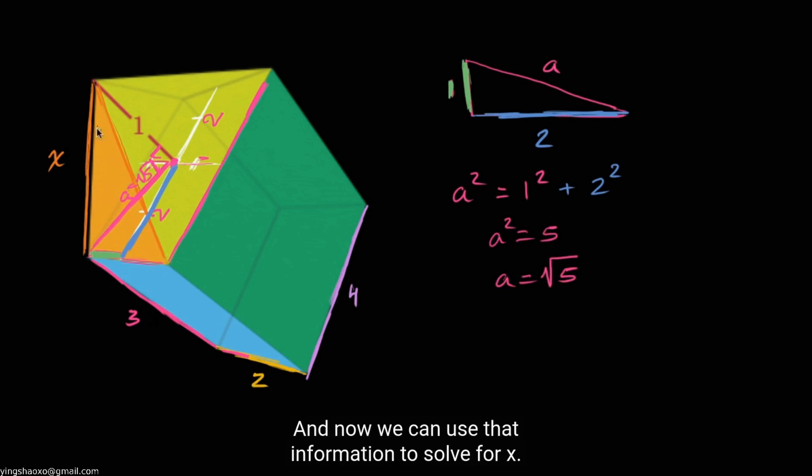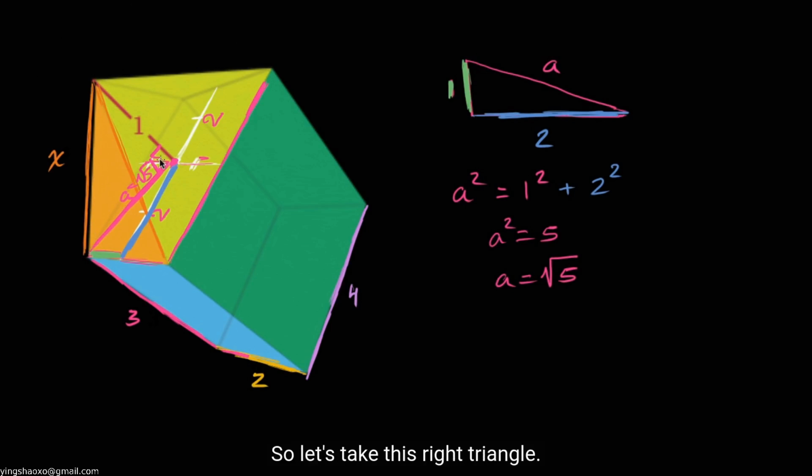And now we can use that information to solve for x. Let's take this right triangle. It takes a little bit of visualization practice to visualize it, right? But notice this is a right triangle. This height right here of length 1 is perpendicular to this entire plane.